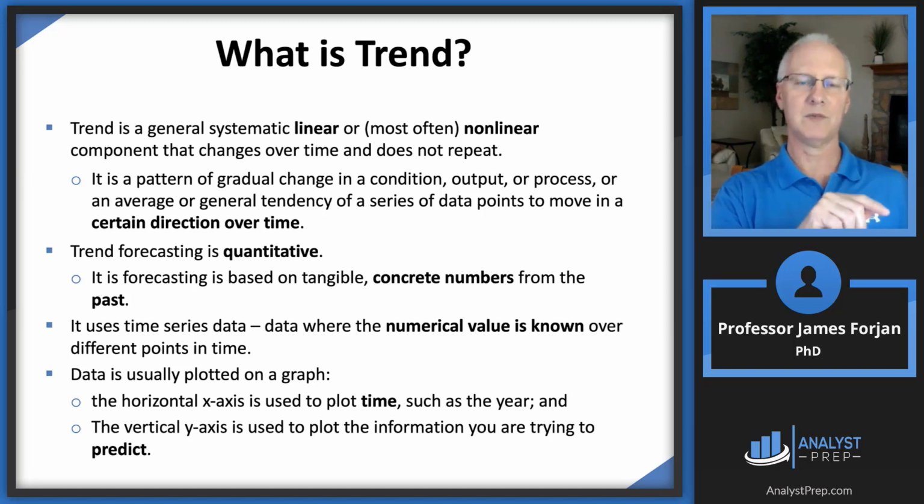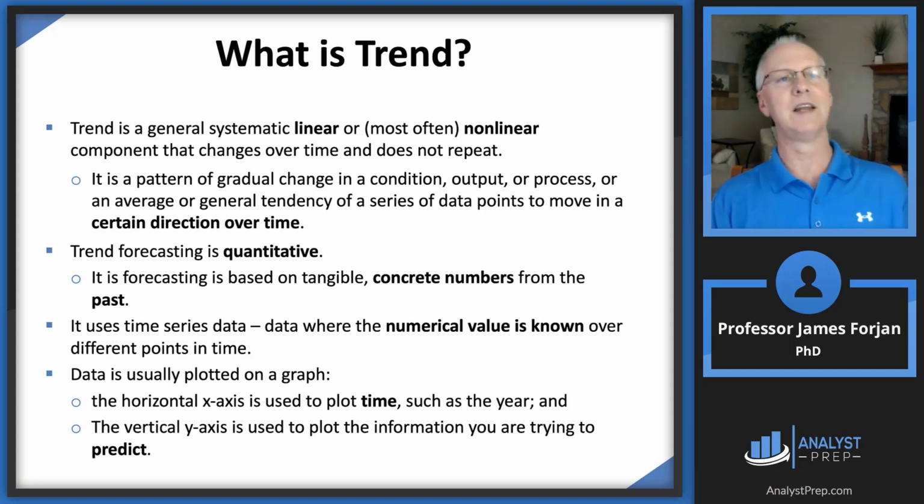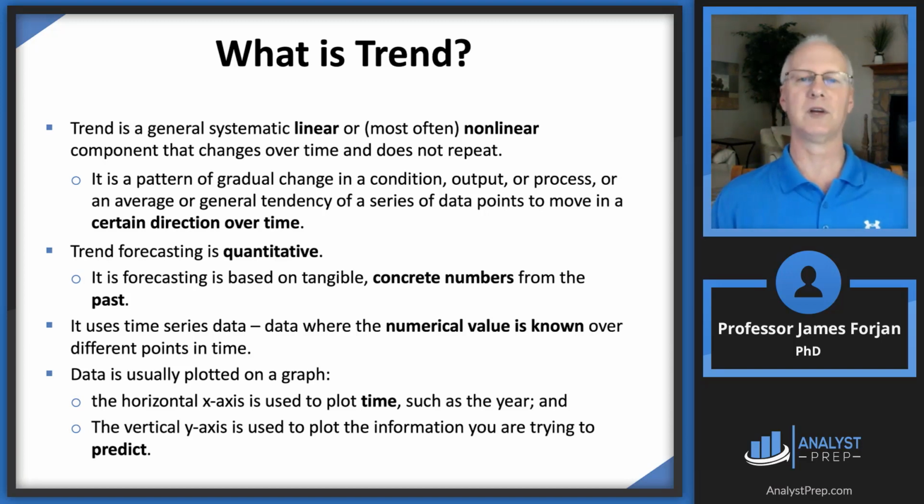Now, sometimes that trend is going to be linear. So it's going to go up and up and up like that. Or sometimes it's nonlinear. Sometimes it's going to increase at an increasing rate or increase at a decreasing rate. So I'll show you some of these linear and nonlinear models, and then we'll have to pick which one we like the best. All right, so notice what I have in that first circle point. It's a pattern of gradual change in a condition, an output, or a process, like sales, like cash flows, maybe dividends, maybe credit ratings. Lots and lots of economic examples can be applied to trend analysis.